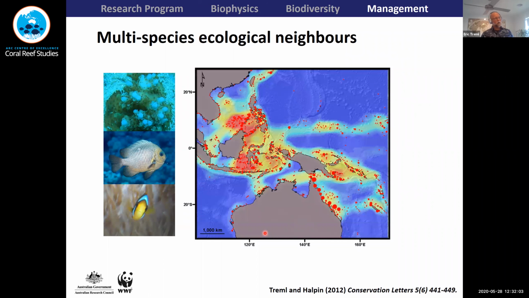So some of our earlier work tried to map multi-species dispersal corridors. Kind of one of the holy grails, I think, of marine conservation and management is identifying management approaches that work for multiple species. This is one of our first representations of multi-species dispersal. I was pretty excited about that.